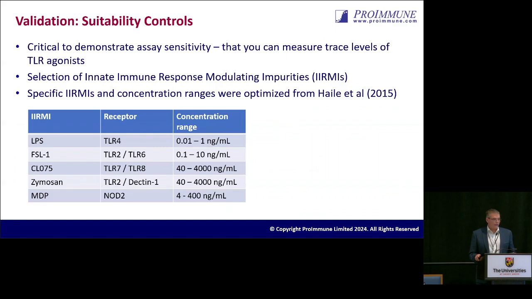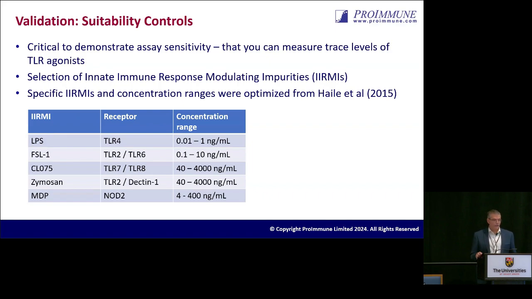So onto the suitability controls, the ERMIs. This is really the critical point to demonstrate assay sensitivity, that you can measure trace levels of TLR agonists, of these impurities that can trigger innate immune pathways. We selected the range of ERMIs in our current study based on the Halley paper, which we've already heard about. The specific concentration ranges and the specific ERMIs were from that paper, but we've optimized them in accordance with the performance of the assay to ensure that the suitability is in line with the sensitivities that we're observing. So the 5 ERMIs that we're using are LPS, FSL1, CLO75, Zymosan, and MDP, which all trigger different toll-like receptors, which are listed here.